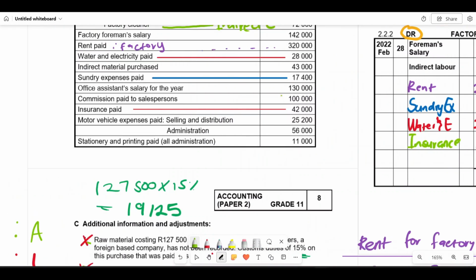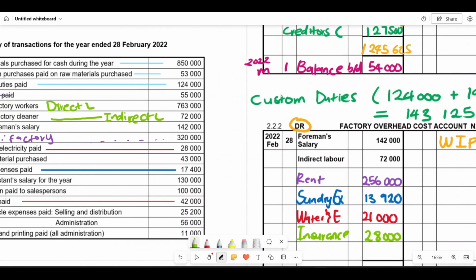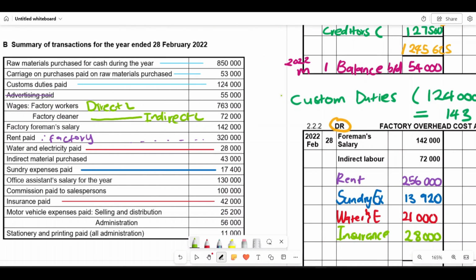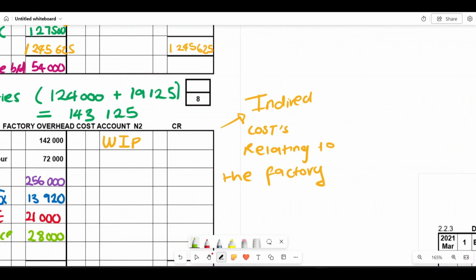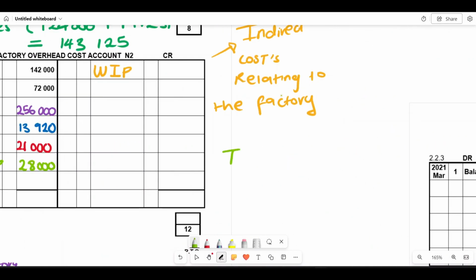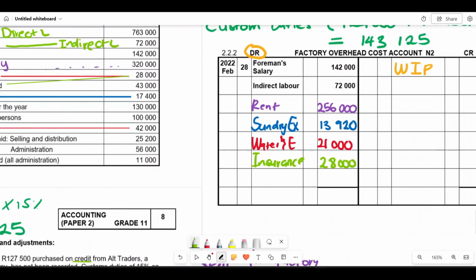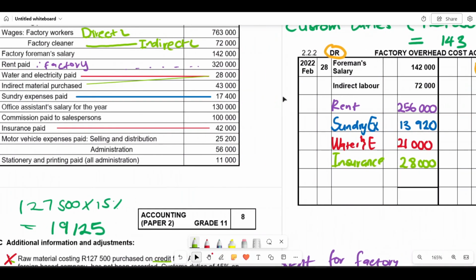Now, let me look for other costs, my other indirect costs relating to the factory, right? So I have indirect material purchased, and these amounts to 43,000, right? So indirect, I'm gonna write the balance here for my indirect material, and you're gonna see why. So always with regards to indirect material, so let me write the amount here. I'm gonna do the calculations here. So the amount that I'm given for my indirect material purchased, it's 43,000.